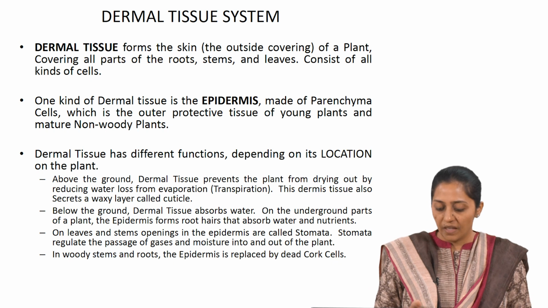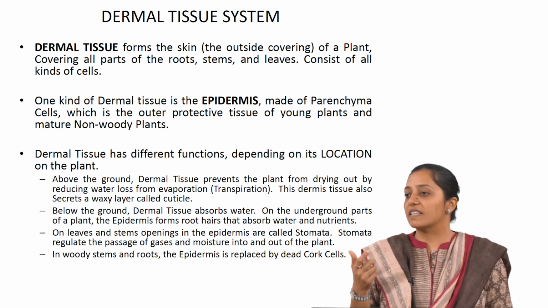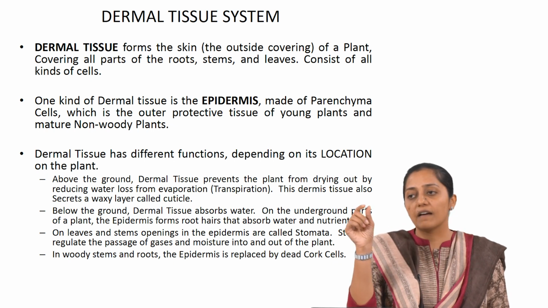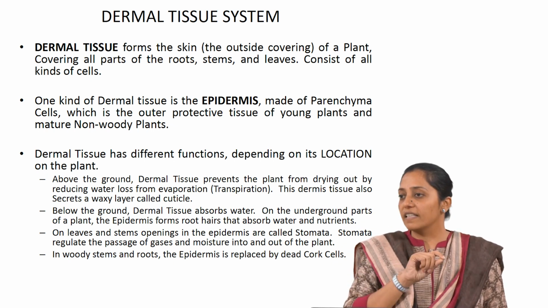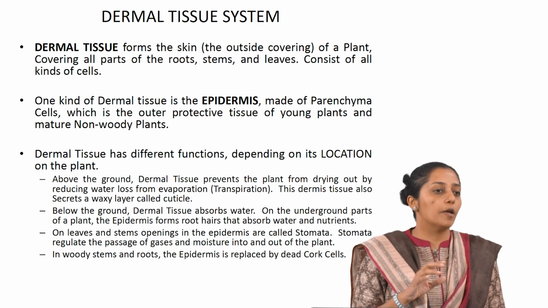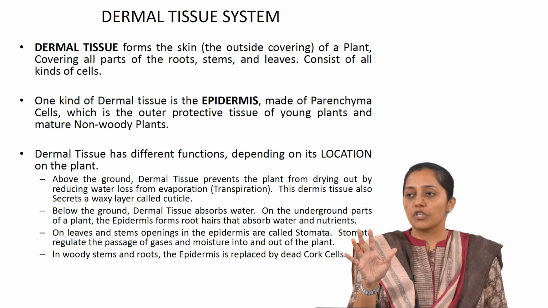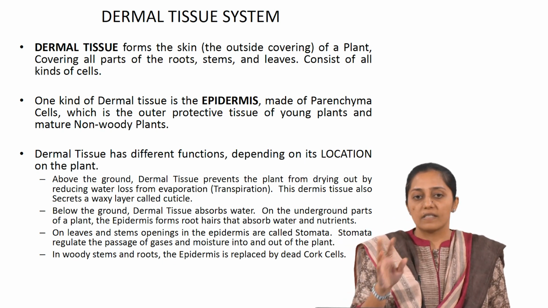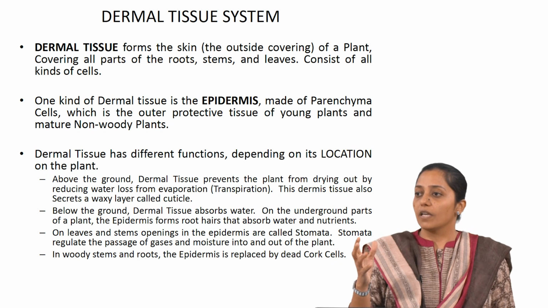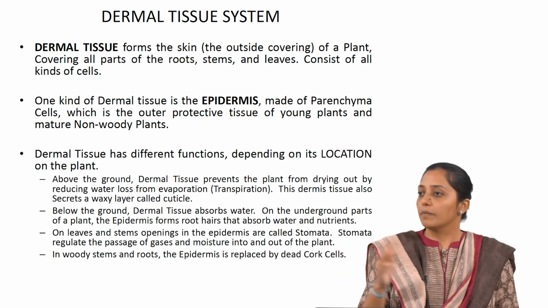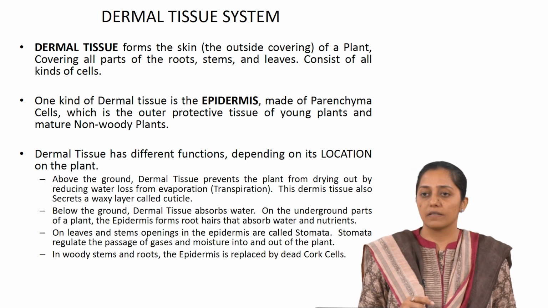Then in woody plants, epidermis is replaced by dead cork cells. So when there are woody plants, rather than having thin skin, this thin skin gets modified into cork cells. Cork cells are nothing but mature cells which are no longer growing and they become dead at maturity. The cytoplasm is lost, so they are only used for structural and protection purposes.